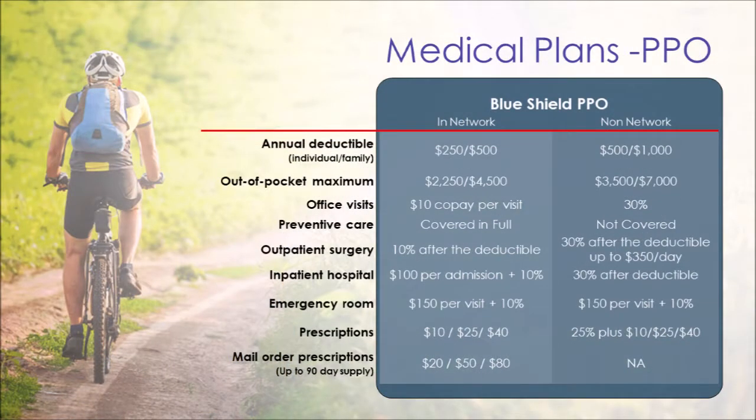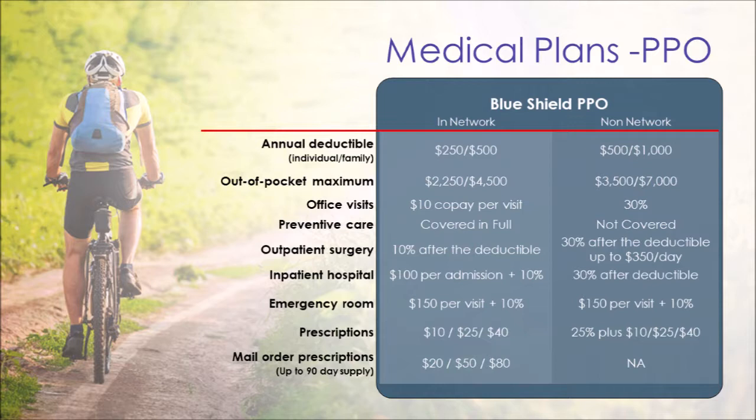PPO plans provide more flexibility as you can access both in-network and non-network providers. When you stay in-network, your costs are lower. For office visits and prescription drugs, you pay the above-listed copays. Blue Shield has also negotiated contracted rates with the in-network providers for the other more expensive services, such as inpatient hospitalization and surgery, in which deductible and coinsurance apply.